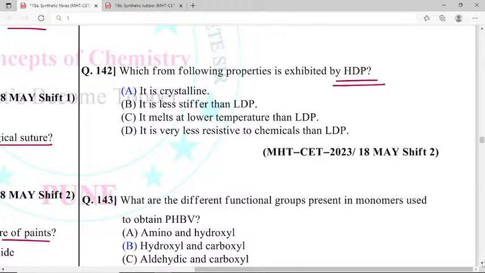Low density polythene. It is crystalline, correct? It is crystalline. It is stronger than low density, no. It is made at lower temperature, no. It is very less resistive to chemicals than LDP, no. It is more resistive.